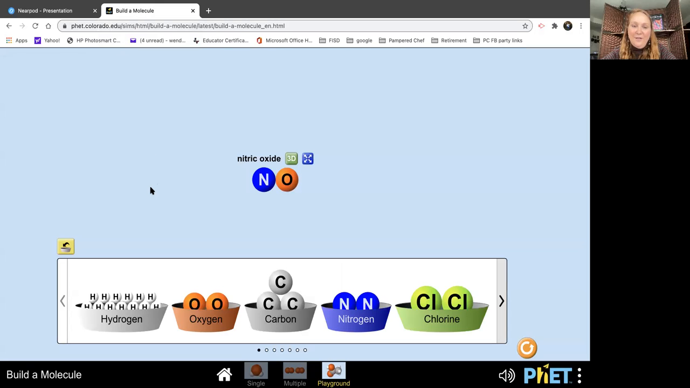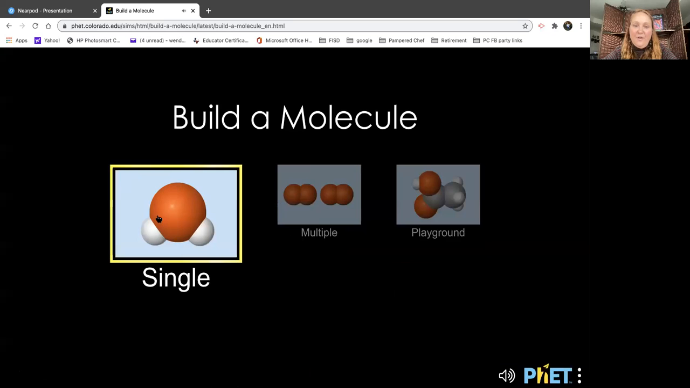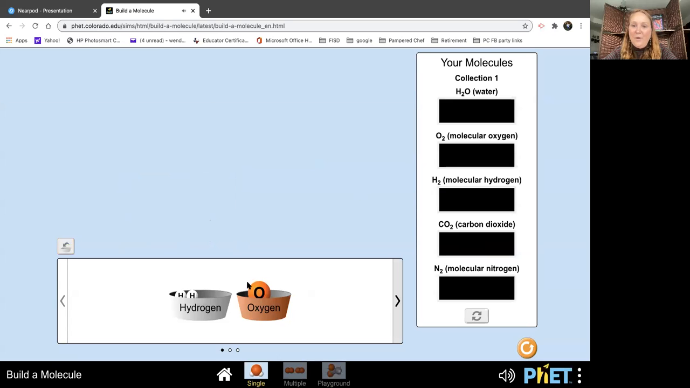Let's go ahead and look at this PhET simulation. If you go to the single and click on it, we're going to build a hydrogen and oxygen compound. We're going to build our water. So I'm going to pull my H up here. I'm going to pull my oxygen up here. And then I'm going to pull my other hydrogen up there. And I've created water. And so we're going to add that right there. And now we have our compound of water.